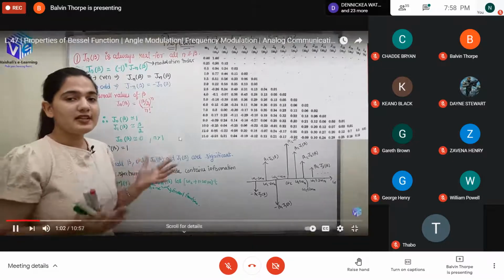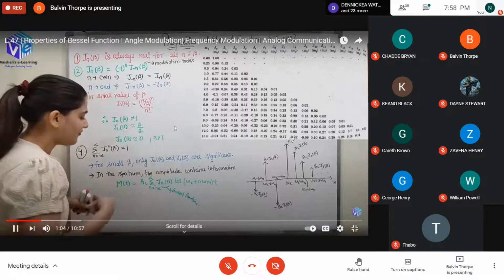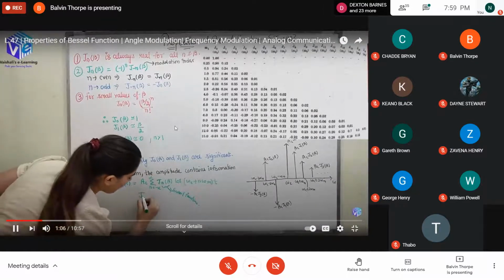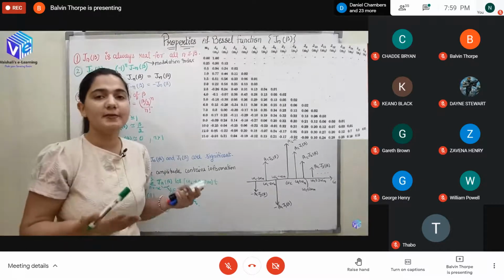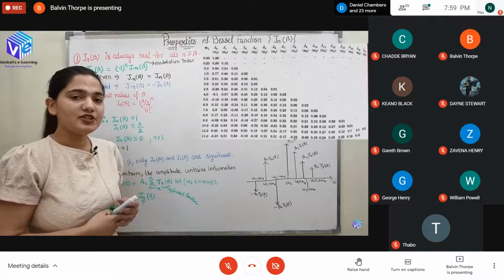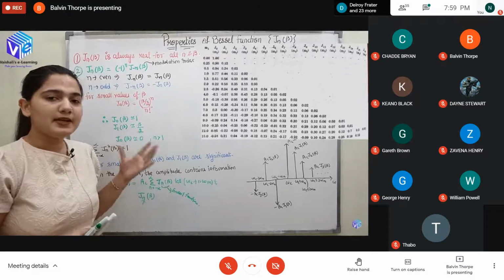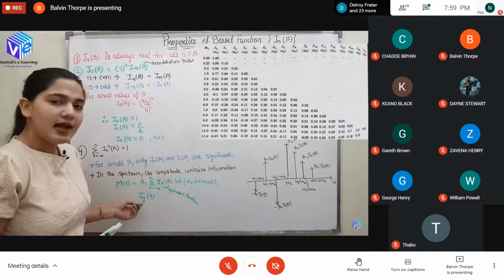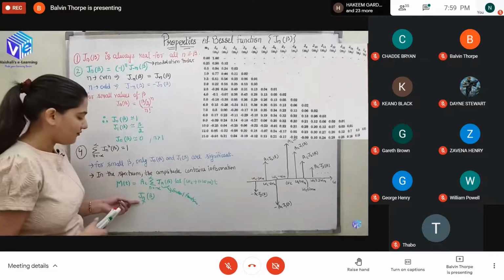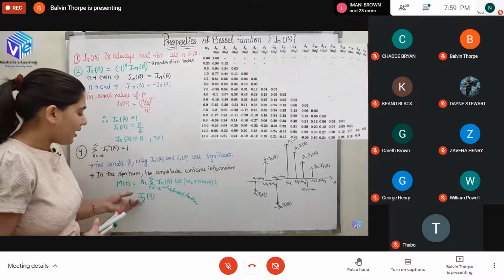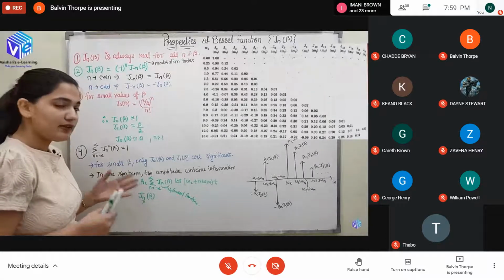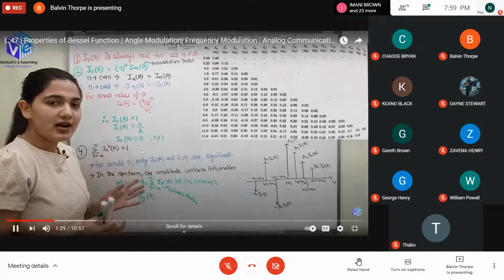So as you can see from the chart, the Basal function's value depends upon the value of n and the value of beta. So first we have to see what is the beta. Let's suppose from the chart you can see if beta is 0 and n is 0, the value of J, the Basal function, would be 1. You can see it from the graph. Now you can deduce the conclusion if you see all the values from the chart.